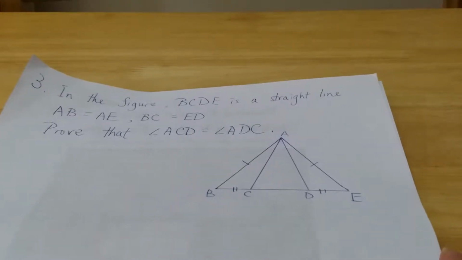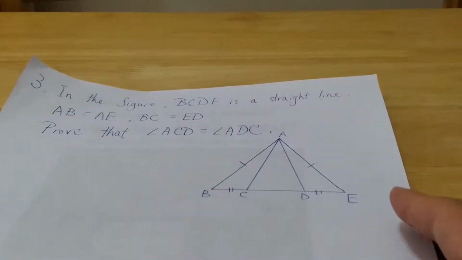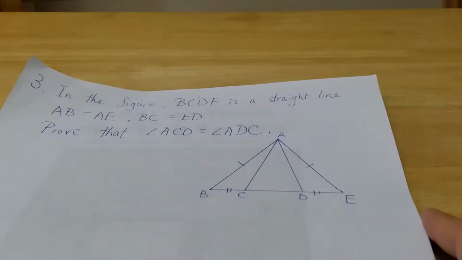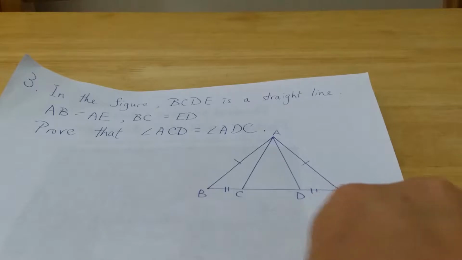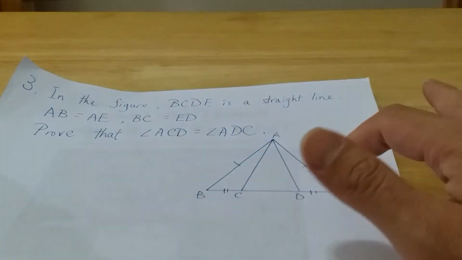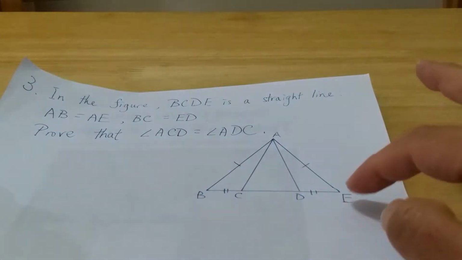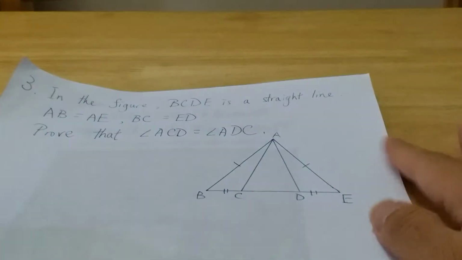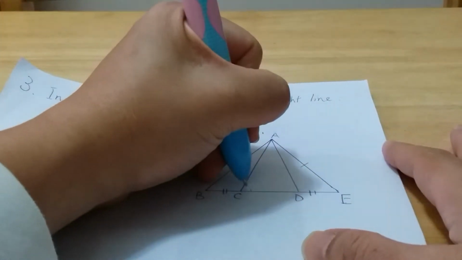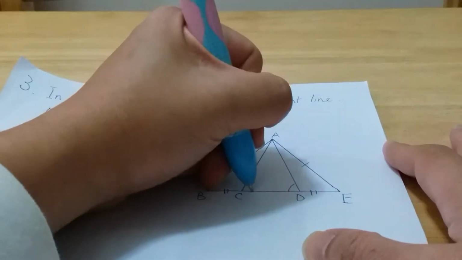This is the last question about the congruent triangle we are going to discuss. This is question 3. In the figure, BCDE is a straight line. AB equals AE and also BC equals ED. You are going to prove that this is our target: angle ACD equals angle ADC.